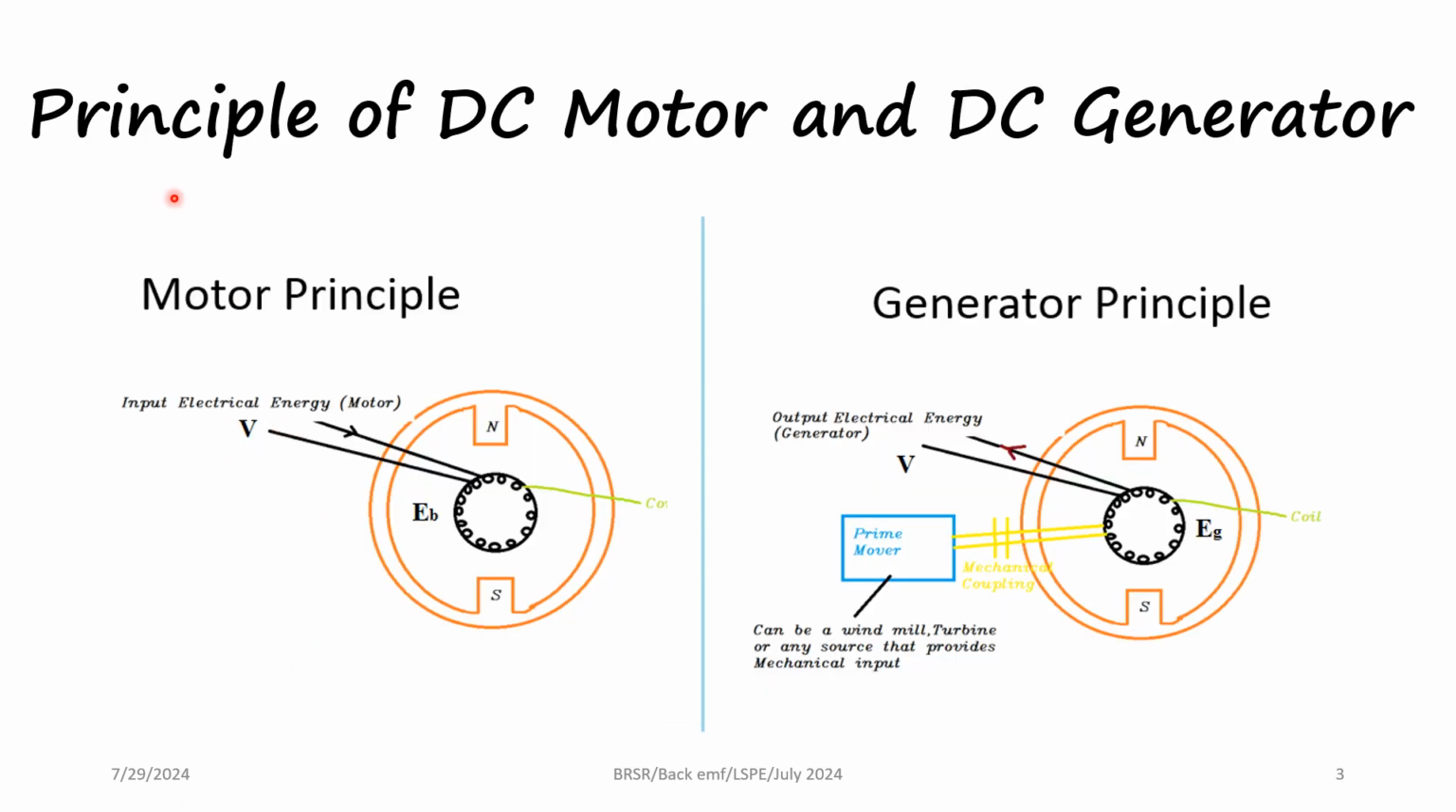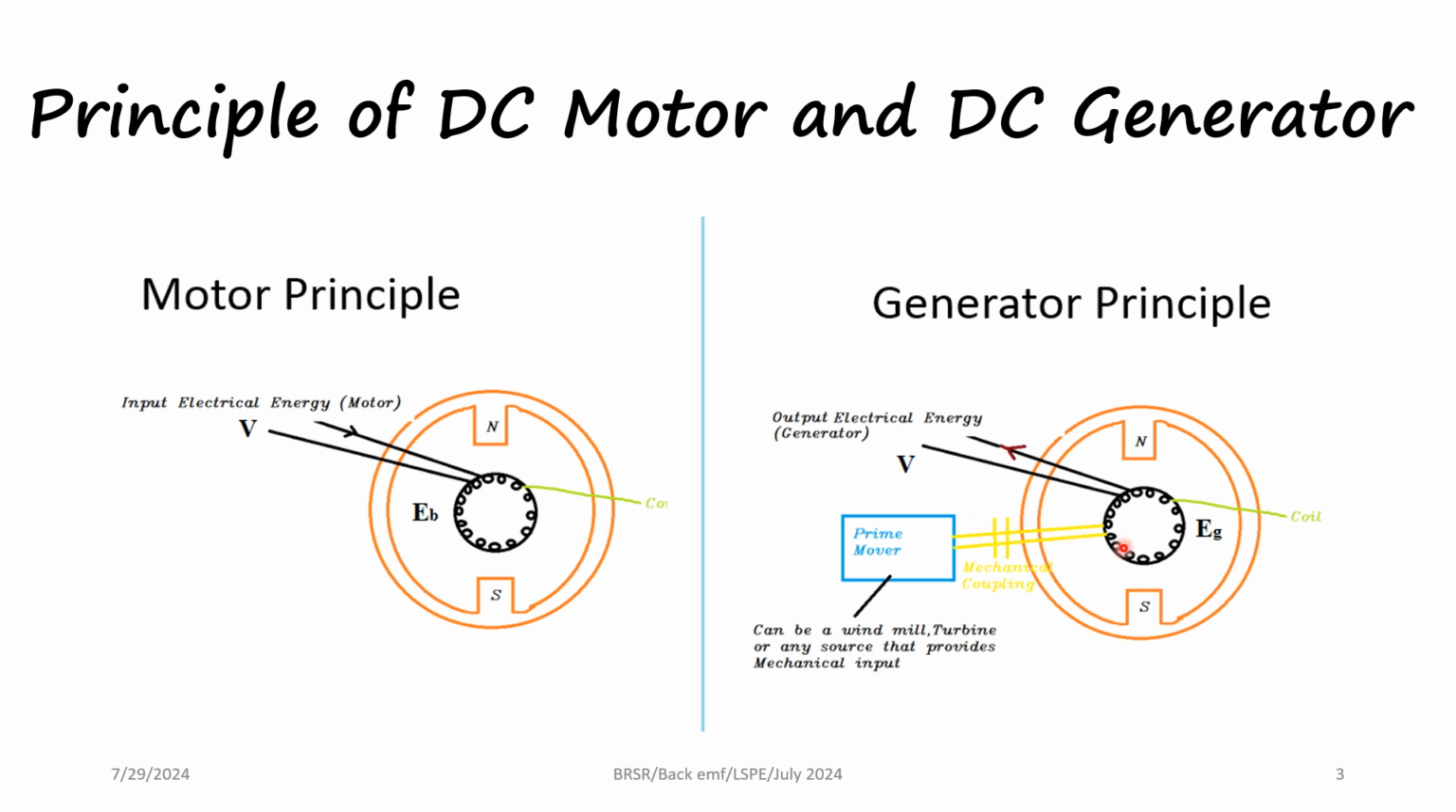For ease of understanding, the motor is shown in the picture like this and the generator is shown like this. In the case of a motor, the input is electrical energy and the output is mechanical energy. Here we see the stator with the poles and the rotor with the armature winding. Normally, the input electrical energy is given to the armature, and in the presence of the magnetic field, the motor generates a torque and it rotates.